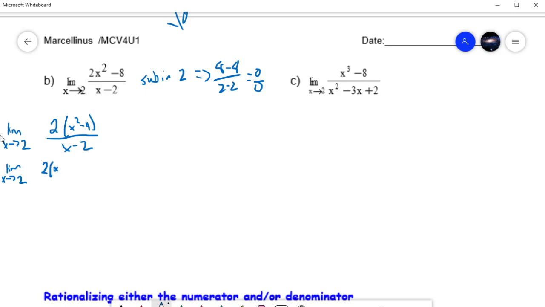Okay, here we go. I'm going to factor the top. X minus 2, x plus 2. On the bottom, x minus 2. Okay, I'm going to, because everything on the top is multiplying and everything on the bottom is multiplying.